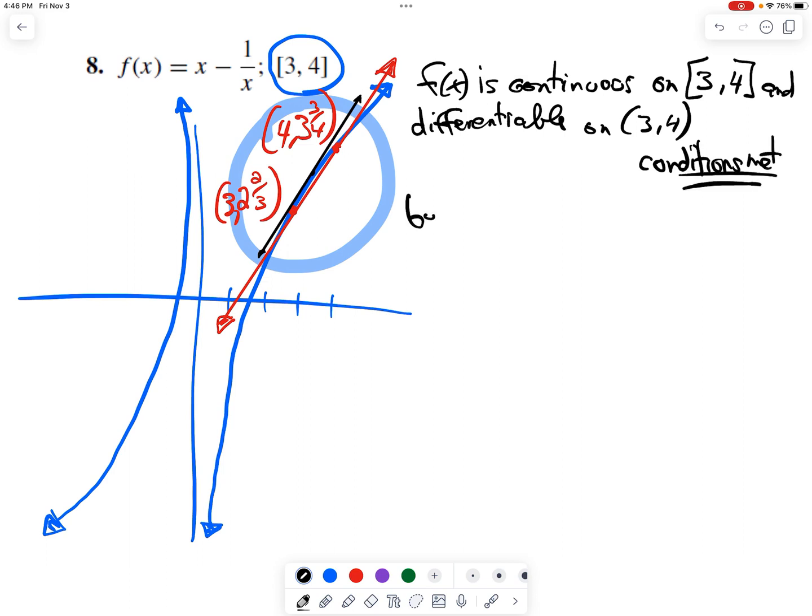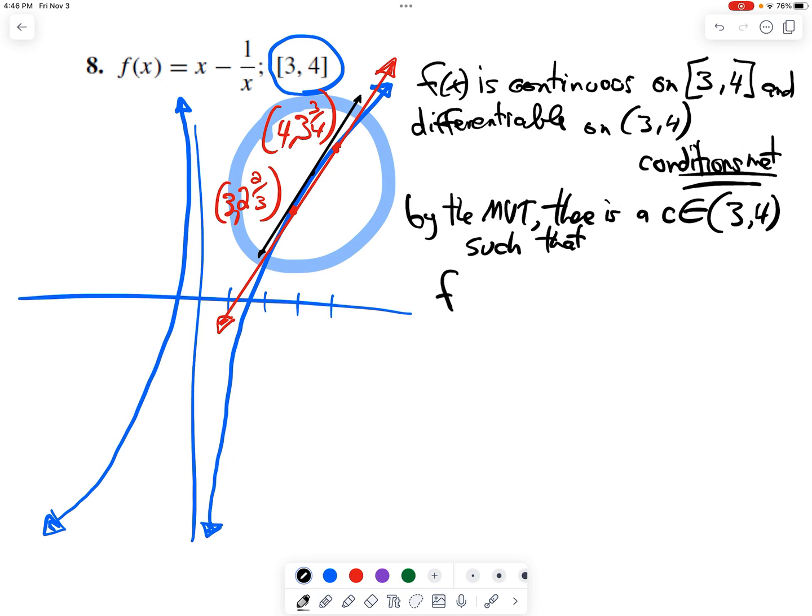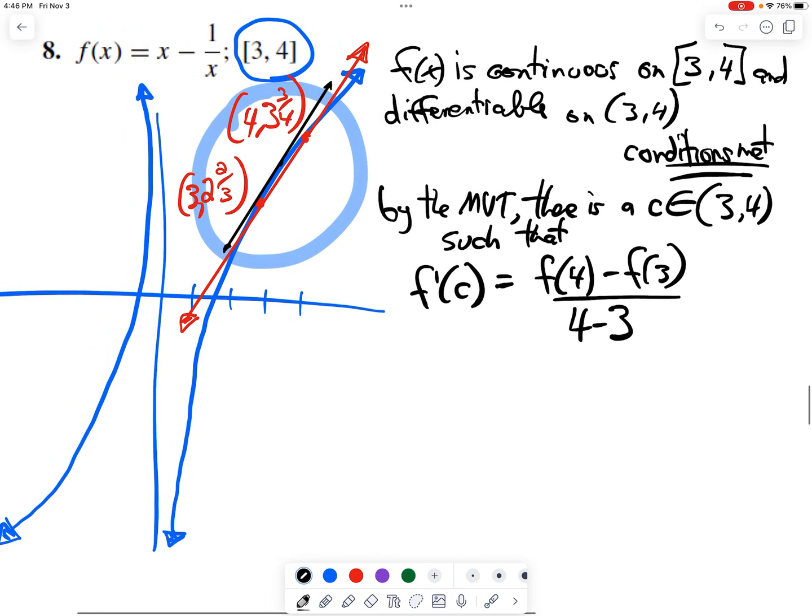So by the mean value theorem, there is a C within that interval 3 to 4 such that f prime of C equals the slope of the secant line between 3 and 4. So f of 4 minus f of 3 over 4 minus 3. Okay, let's chug it out.